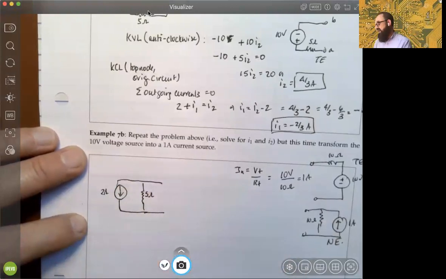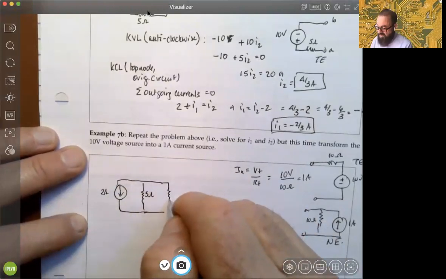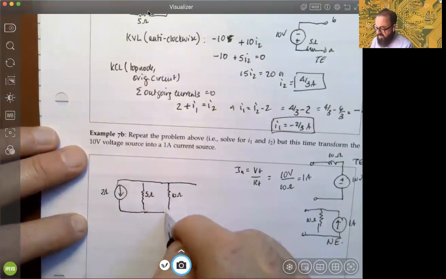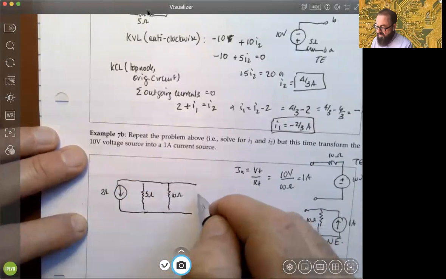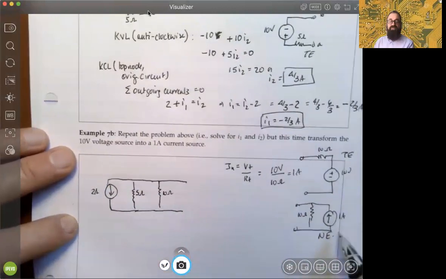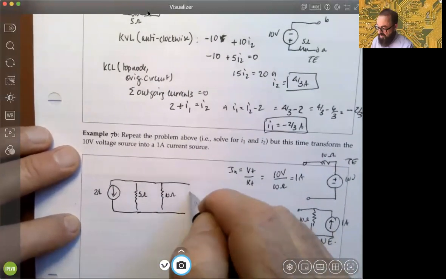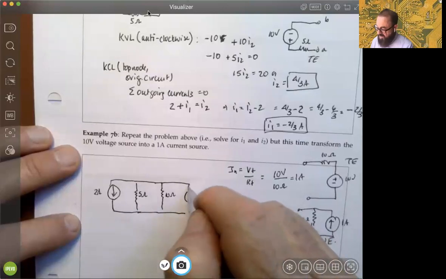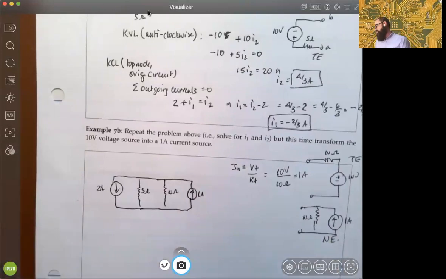But now we have another parallel resistance, which is 10 ohms, connected to, and again, be very careful with the direction arrow. This one has to point up. Notice the differences in the direction arrows. It's also 1 amp and it points up, okay? Right?